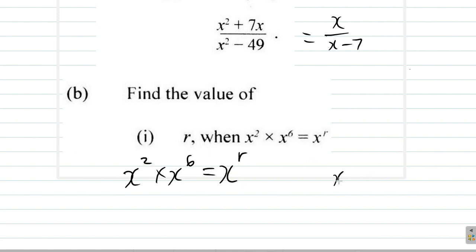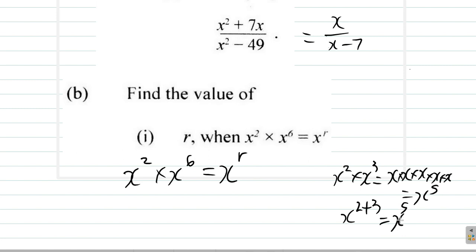Remember, if you have x squared times x cubed, that is the same thing as x squared times x times x times x, that are 3 more. So if you say 1, 2, 3, 4, 5, that would be x to the 5. You see that? So it's the same thing as x to the 2 plus 3 equals x to the 5. You're going to use the same principle up here. So you're going to say x to the 2 plus 6 equals x to the r. You see it?